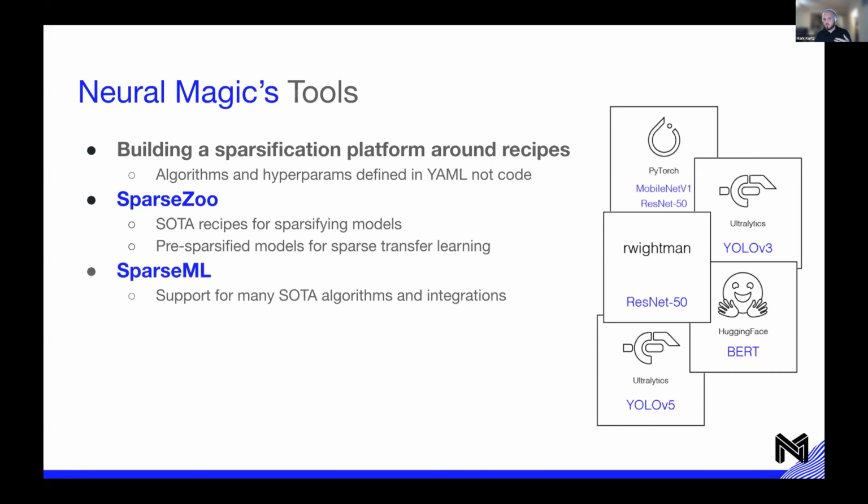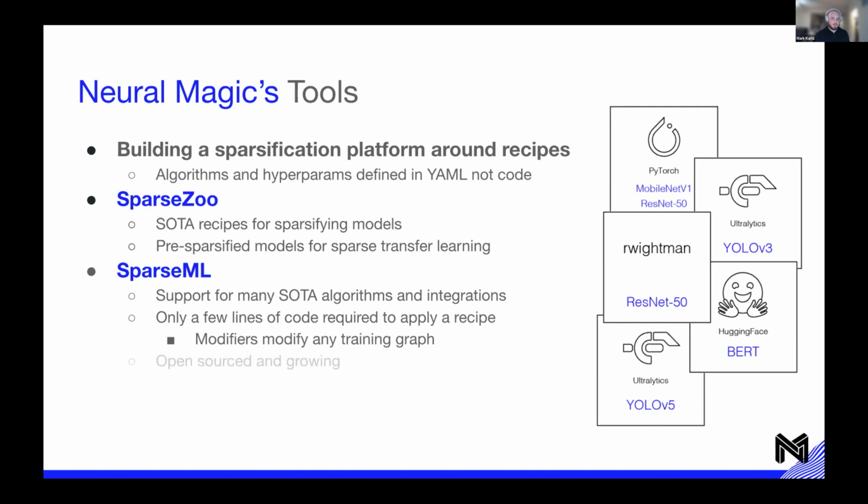So this is where we have support for many of the state-of-the-art algorithms and integrations. So everything that I just went through, including the different types for each one, that's all implemented in SparseML. So you can use these recipes that I talked about to easily implement those on any training system that you might have. And you can do this all with only a few lines of code. So your training platform, no matter how complex, currently mainly prioritized on PyTorch, but no matter how complex, should be able to fit it in with just a few lines of code. And so it's going to modify any training graph to make sure that we can support that. And it's open source and growing.